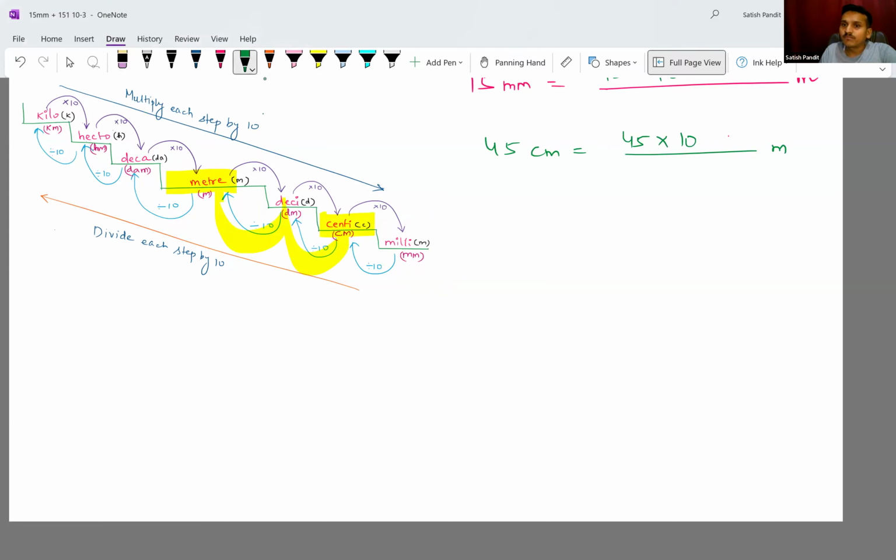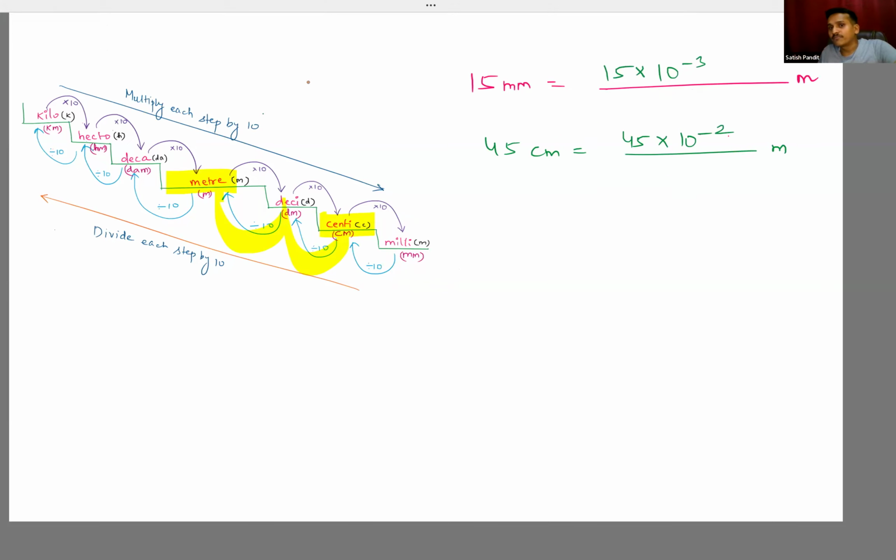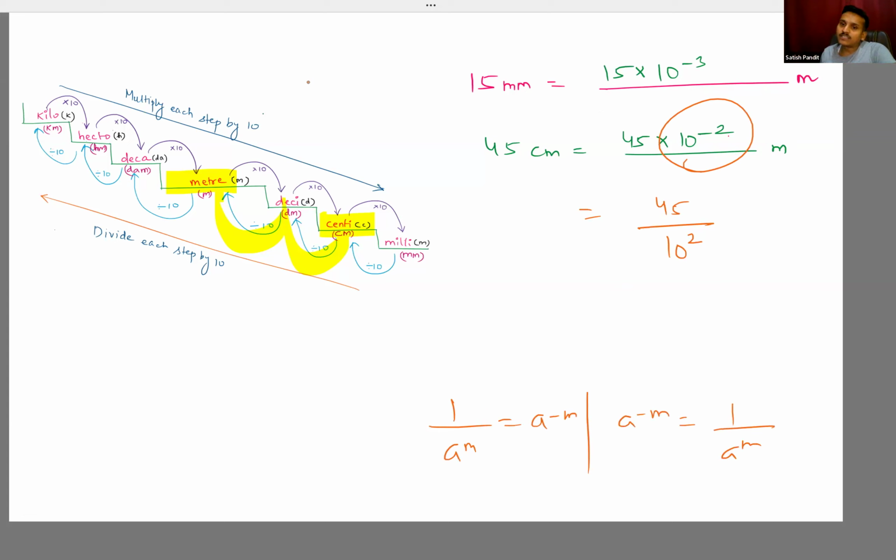Okay. If you want to simplify this, we can do it also. See, 10 to the power minus 2 means what? If you take it to the bottom, it will become 10 to the power plus 2. Yes or no? According to the law of exponents, if it goes down, it will become plus. If it goes up, it will become minus. It's a rule. Okay. 1 by a to the power m, if it goes up, it will become minus. And if I am having minus, if you take it down, it will become plus, like this.